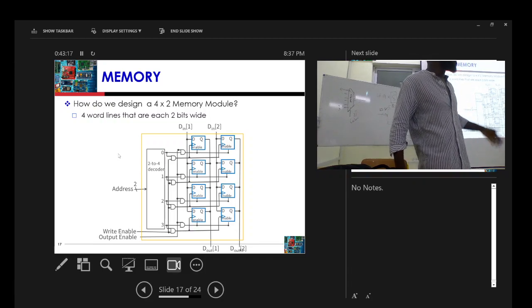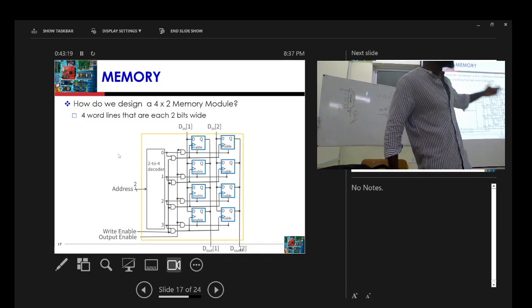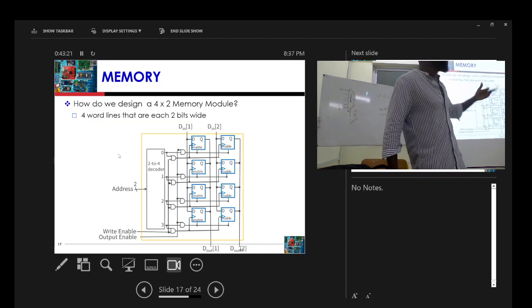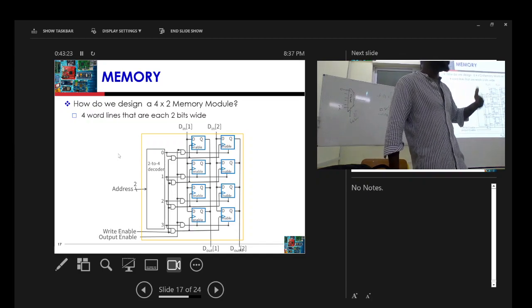Okay, so they use a flip-flop. The flip-flop has an input D, and then it has an enable. To write to the flip-flop, you need to enable it. And then you have an enable line over there.